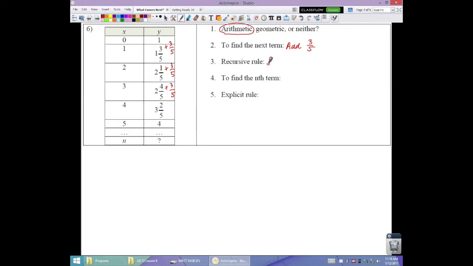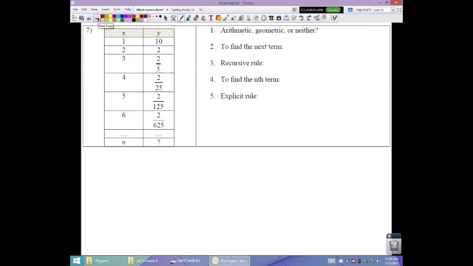Our recursive rule then is starting at f of 0 as 1. To get the next term, go back to your previous term and add 3/5. To find the nth term, start with 1 and add 3/5 n times. Our explicit rule would say f of x equals, our common difference is 3/5, times x plus the y-intercept is 1.